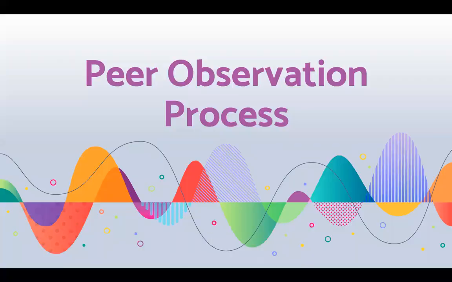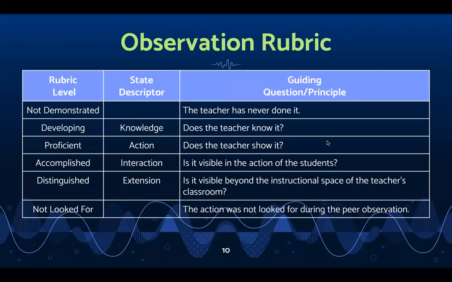Now we're going to dive into the peer observation process. You are going to rate the descriptors on the North Carolina Teacher Evaluation rubric. Rating levels are developing, proficient, accomplished, and distinguished. Not demonstrated is also a rating, but it is reserved for teachers who have never done something in their practice, and as a peer observer, you will probably not use this rating level.